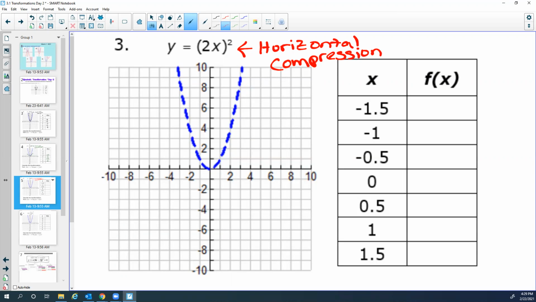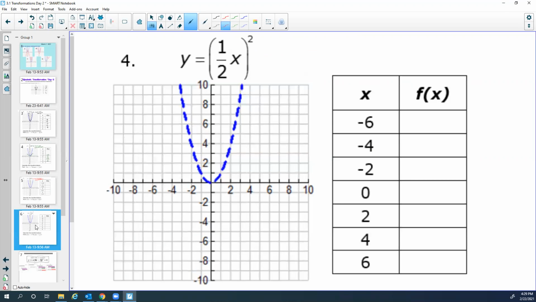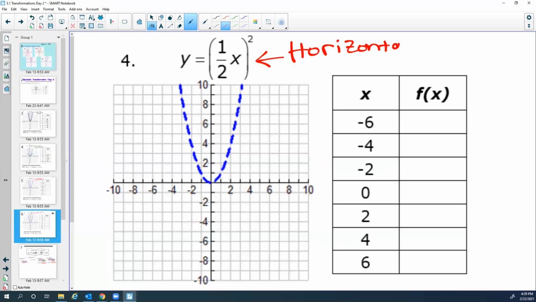Anything inside the parentheses is always going to be horizontal. Anything outside the parentheses is always going to be vertical. So this one is going to be a horizontal stretch.